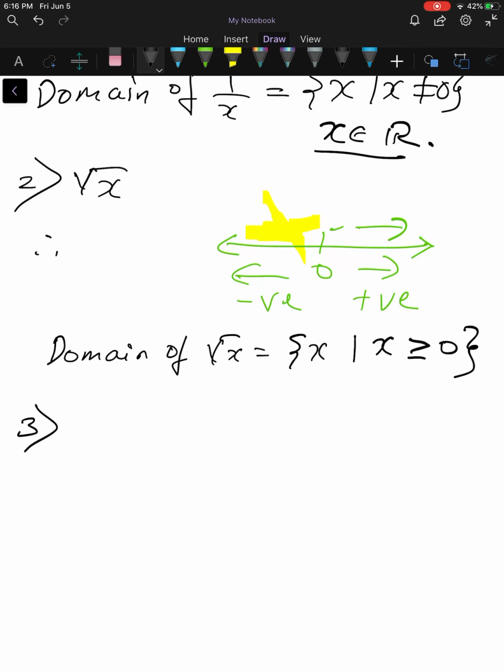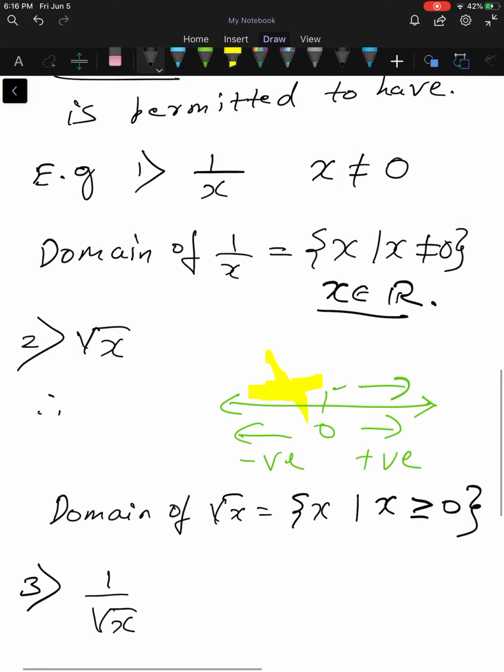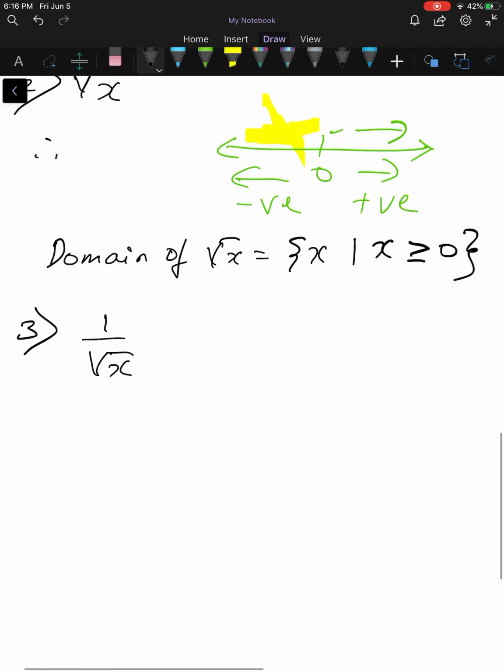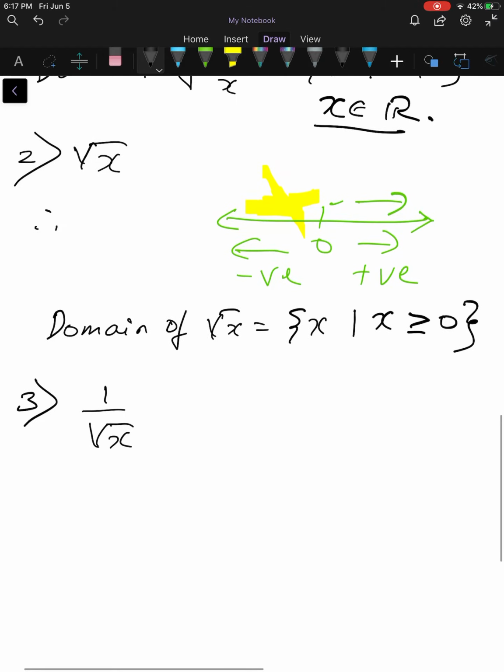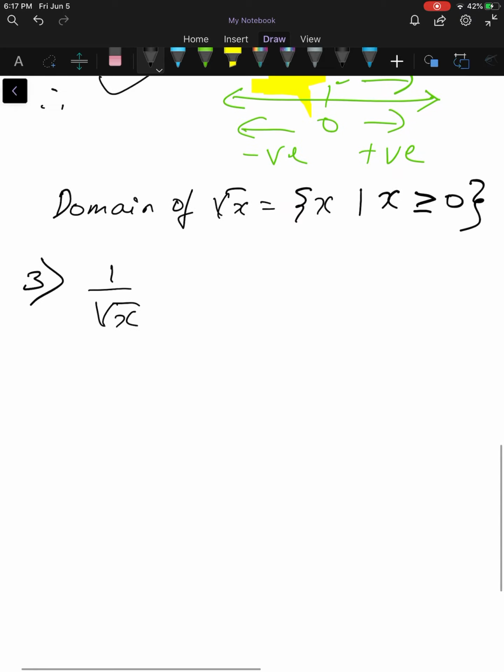Now the third one. If I consider 1 over square root of x, in this particular expression we will apply both the restrictions we discussed in examples 1 and 2. Because we have square root of x, that means the second restriction applies here. x cannot take negative values.